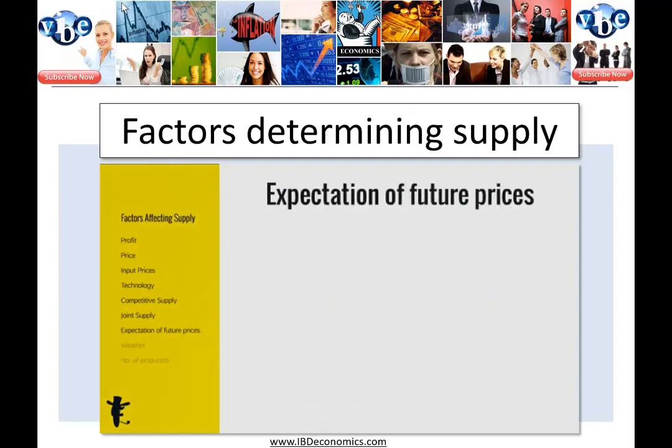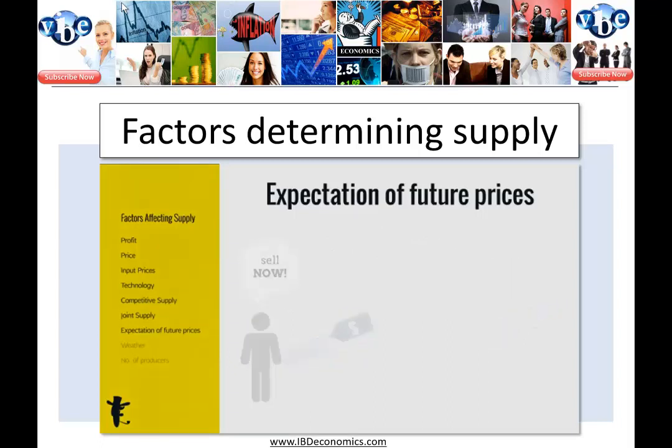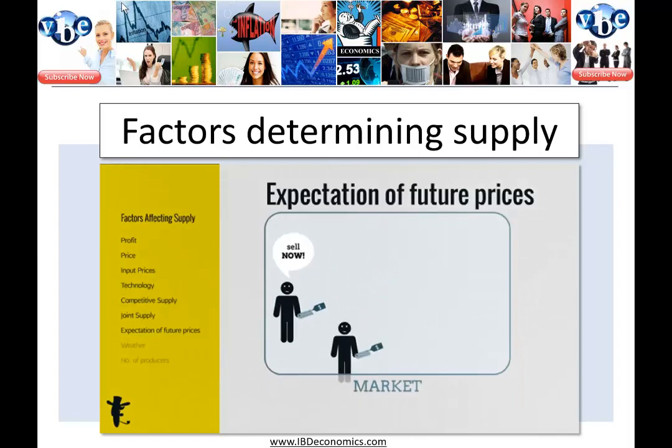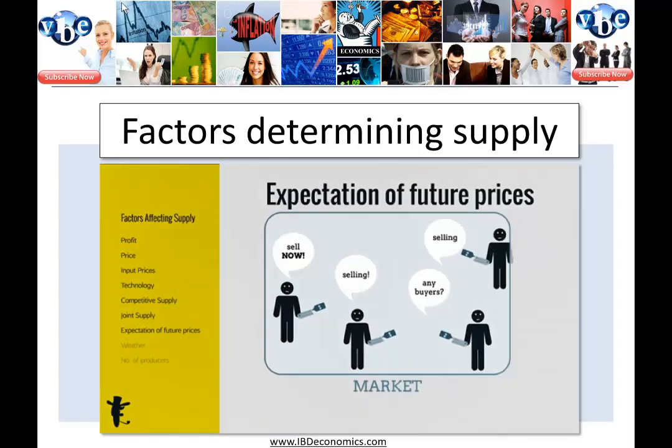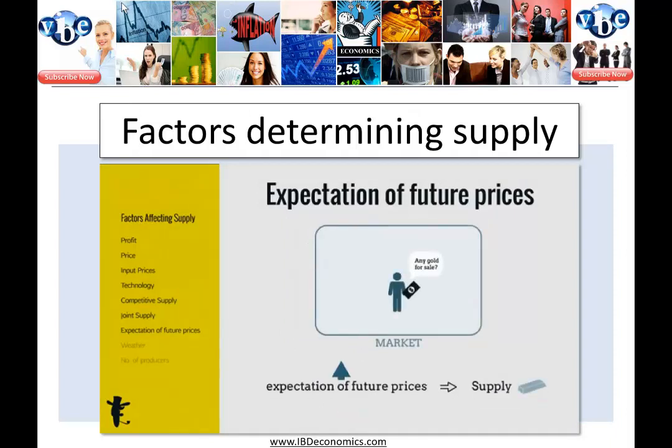Expectation of future prices. Suppose you own some gold. If you think the price of gold is going to fall in the future, sell the gold as soon as possible before its price falls further. So supply of gold today will rise. If you think the price is going to rise in the future, then keep the gold today so that you can sell it at a higher profit in the future. So supply of gold today will fall.